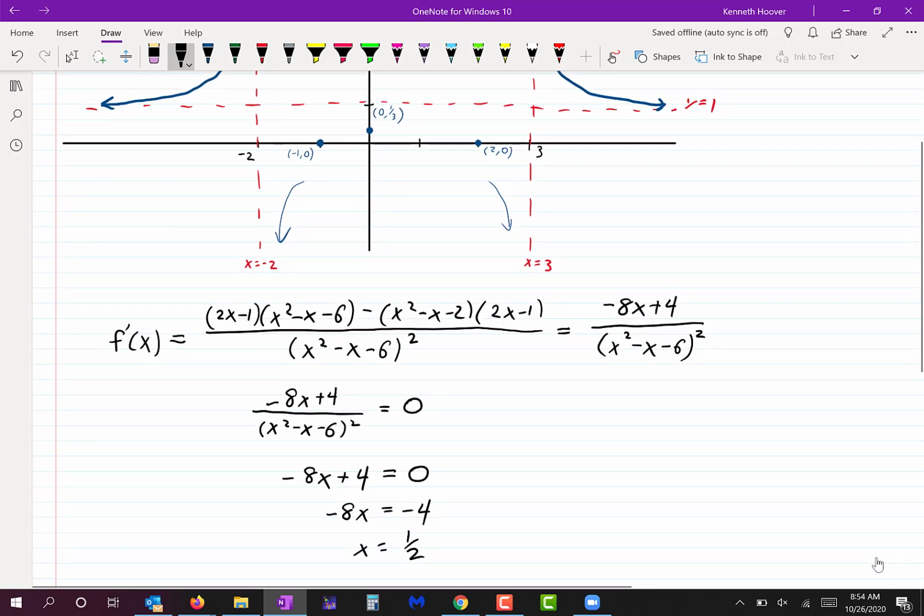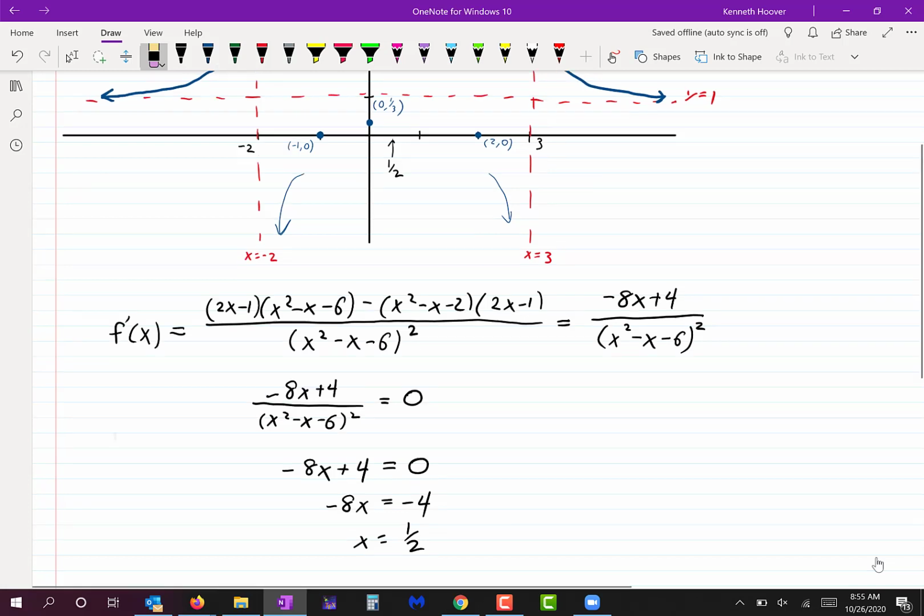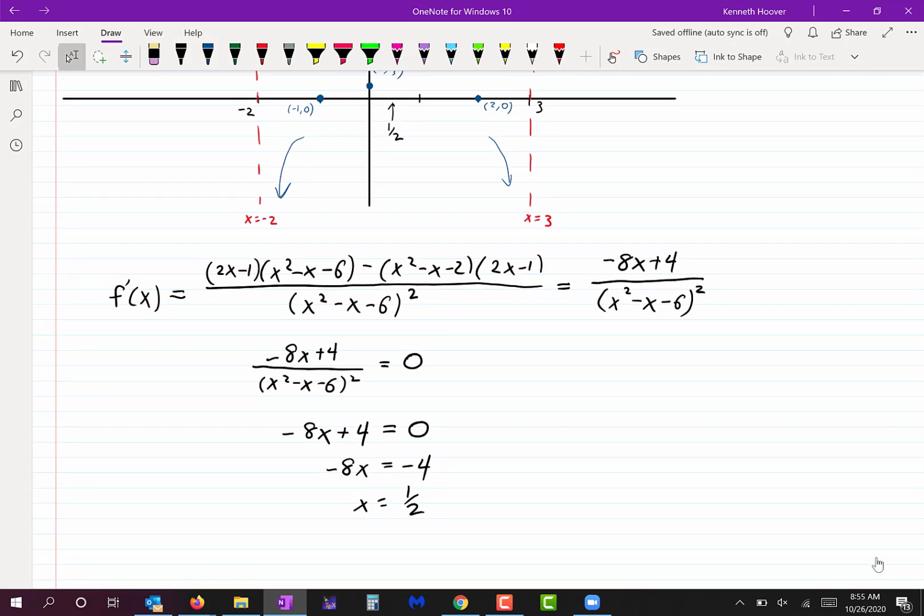So there is something special happening when x is 1/2. Almost certainly it is a relative maximum based upon this shape here that I figured out already. But let's go ahead and convince ourselves that it's going to be a relative maximum. What do I do? I plug 1/2 into the second derivative.